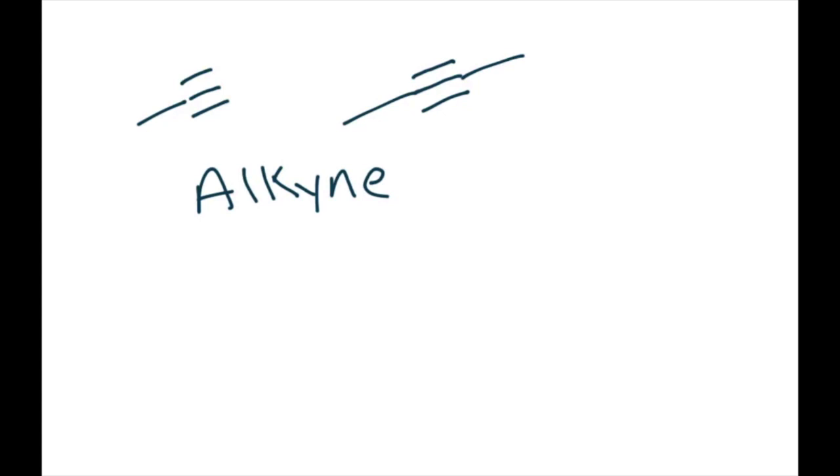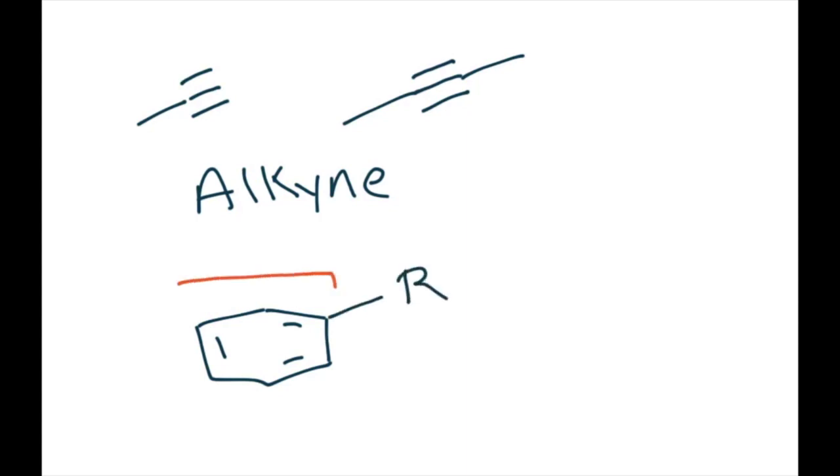And then the last one, we're just going to call aromatic for right now until we learn its real name in Organic 2. Right, so this whole ring, a 6-membered ring with 3 double bonds in it, we're going to call this an aromatic.